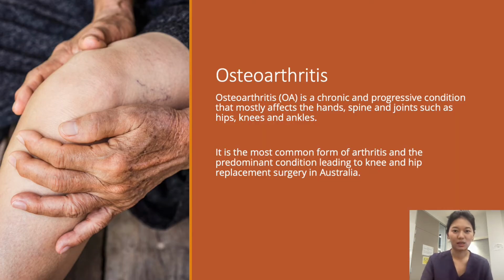Osteoarthritis is a chronic and progressive condition that mostly affects the hands, spine, and joints such as the hips, knees, and ankles. It's the most common form of arthritis and the predominant condition leading to knee and hip replacement surgery in Australia.